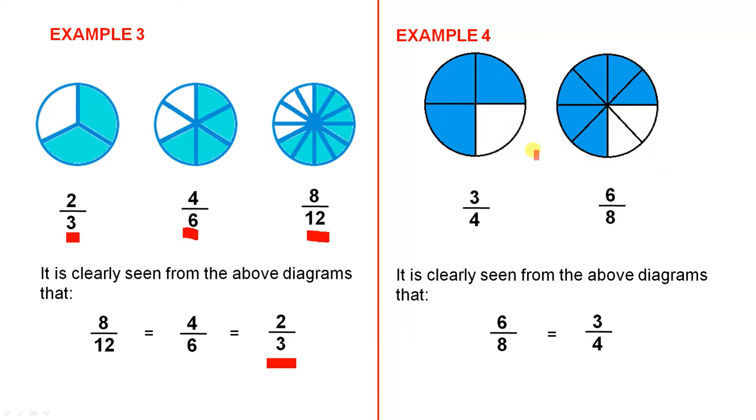Example 4. Here this circle has been divided into 4 parts. We have shaded 3 of them. This circle has been divided into 8 parts, and we have shaded 6 of them. So that's 3 over 4 and that's 6 over 8. It is clearly seen from the above diagrams that 6 over 8 is exactly equal to 3/4, and that's the simplest form of the fraction.